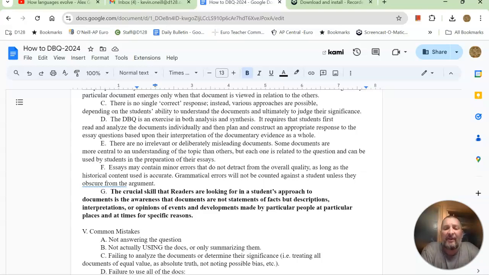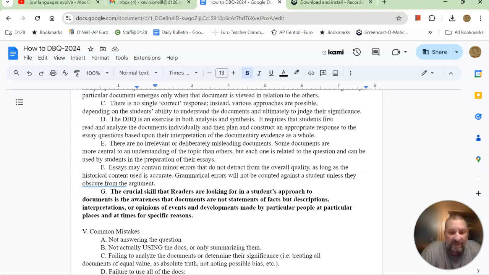Essays may contain minor errors that do not detract from the overall quality, as long as the historical content used is accurate. If you're writing about the French Revolution and you're writing everything correct about the French Revolution, but accidentally write 1989 because you're a T Swift fan instead of 1789, the reader isn't going to be like, this kid knows nothing. How are they off by 2 centuries?